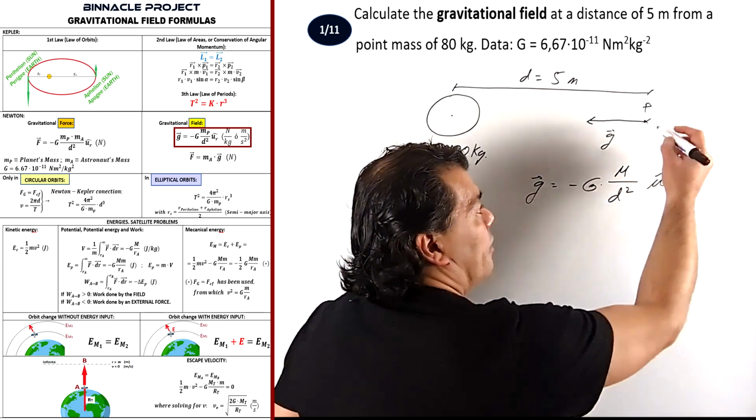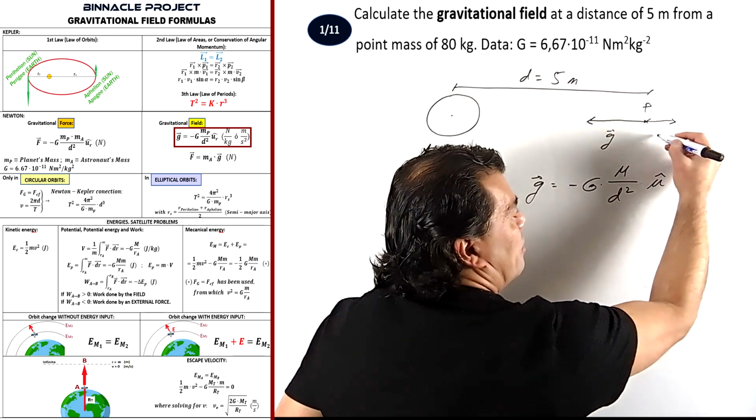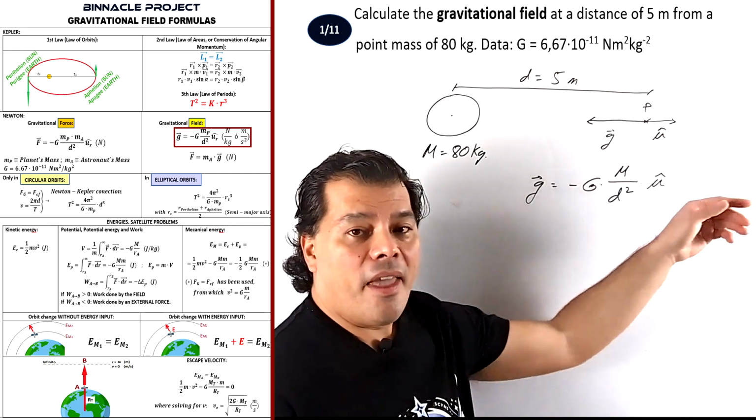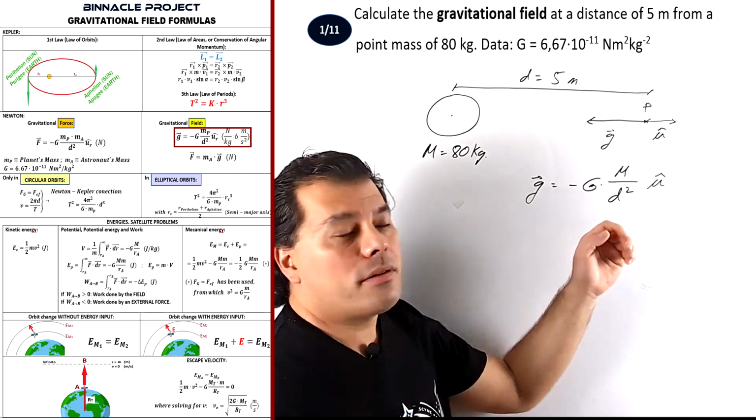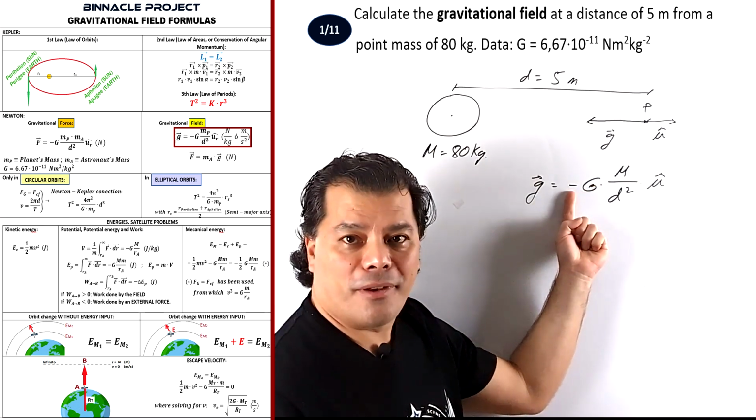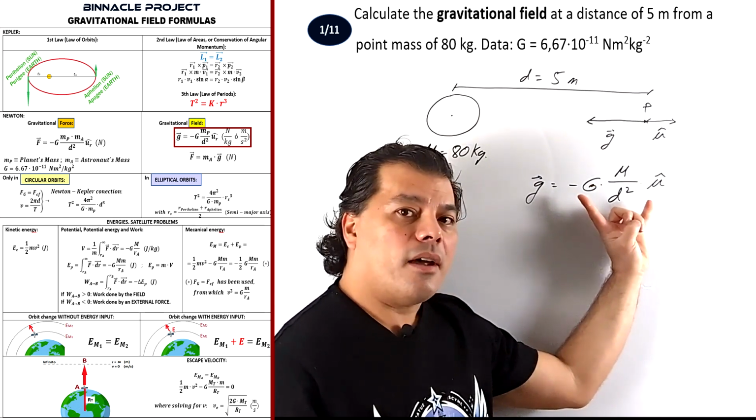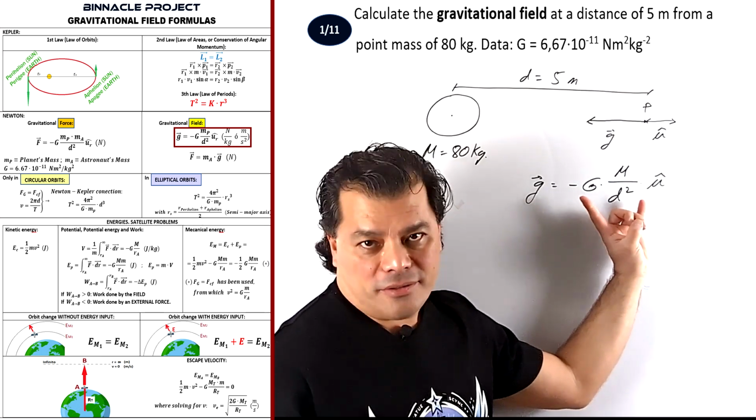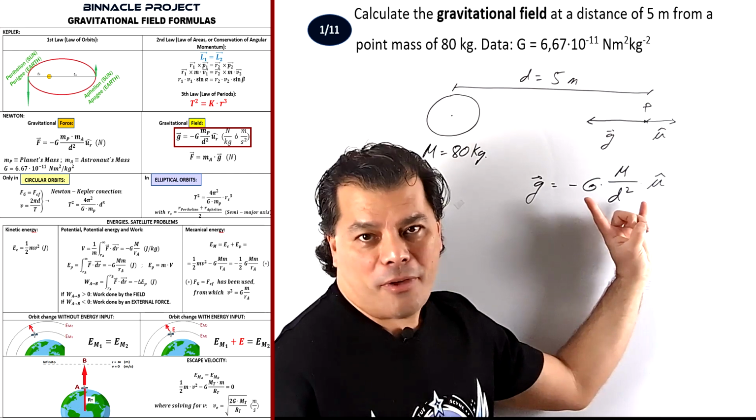The unit vector is this one. It's a little vector pointing to the outside. And as the gravitational field is always attractive, that's why we're placing here this negative sign, okay? These two formalities are very important, so please don't forget them. Don't worry about these formalities, you'll quickly get familiar with them.